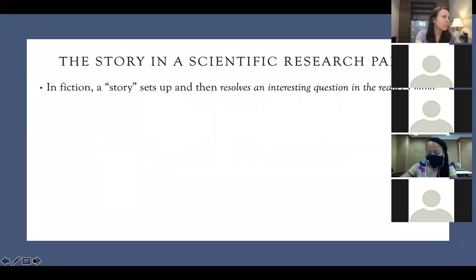So we're going to walk through some steps to help you think about how we can use the idea of a story in a research paper a little bit more. In fiction, you have a story that sets up and then resolves an interesting question in the reader's mind, right?